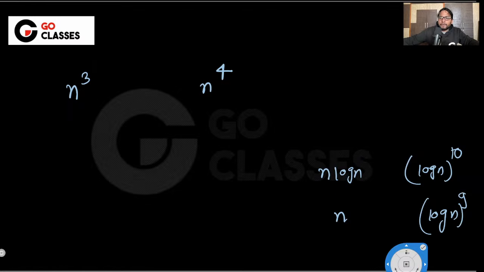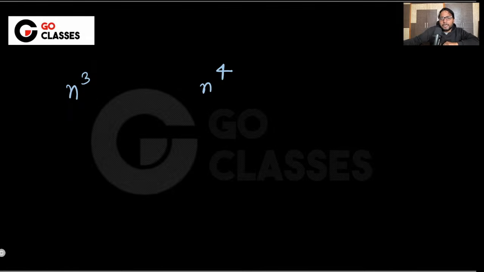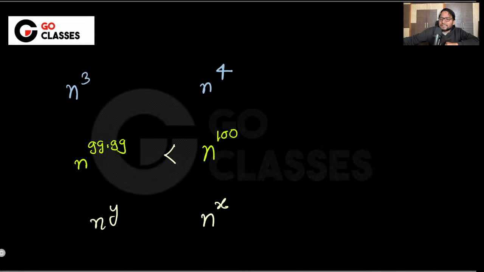Now you tell me, n^3 is greater or n^4 is greater? Definitely you will say that n^4 is greater, right? If I just ask you n^100 and n^99.99, which one is greater? You will say again n^100 is greater, right? So if I just ask you n^x is greater or n^y is greater, where x is greater than y, then what you will say? You will say whichever has the higher power is greater, right?